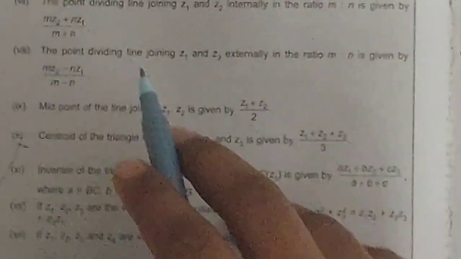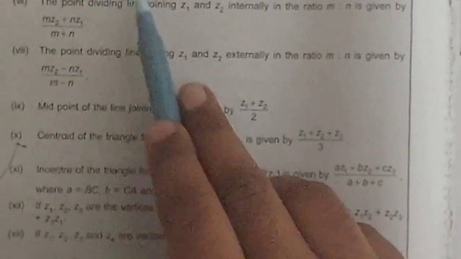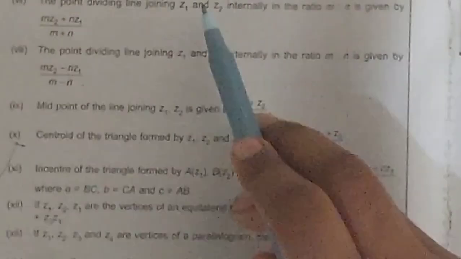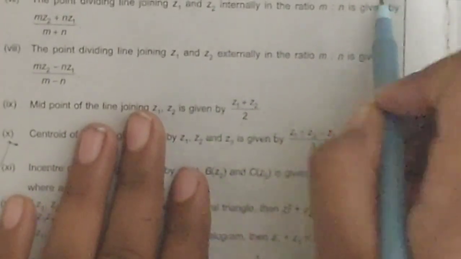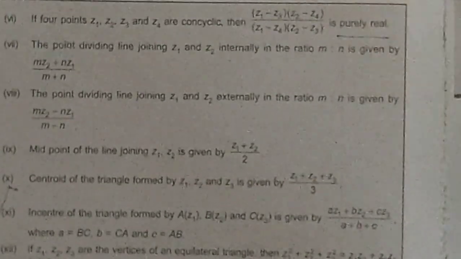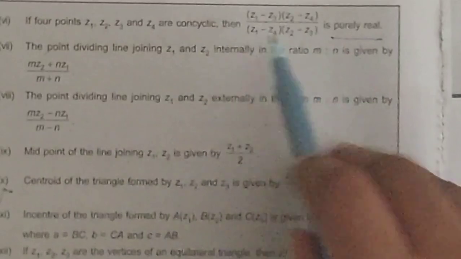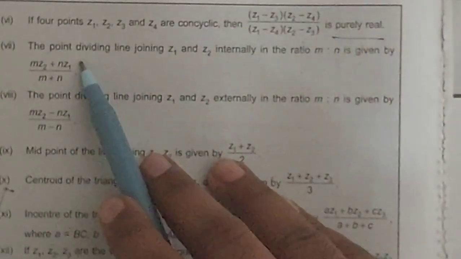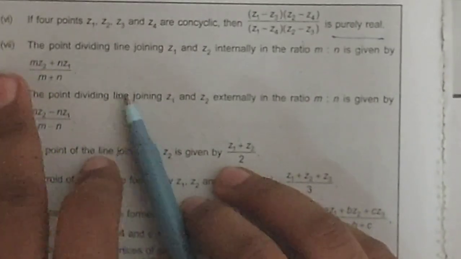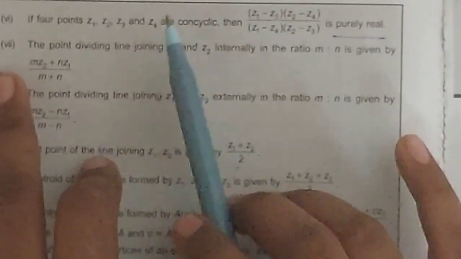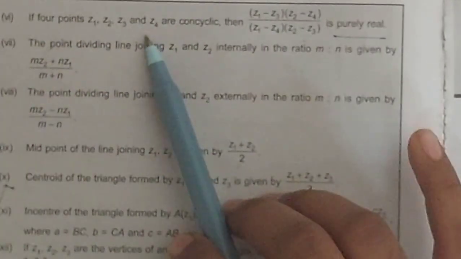For a circle, if 4 points are given, like z1, z2, z3 and z4, and they are concyclic, then definitely this expression will always be purely real. I hope you can see it. This will always be purely real. You can prove this right now. I will not prove it, I'm just going through it. Questions to prove this also come in boards, I think.